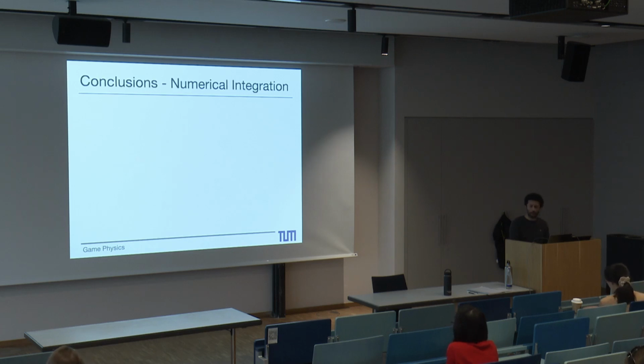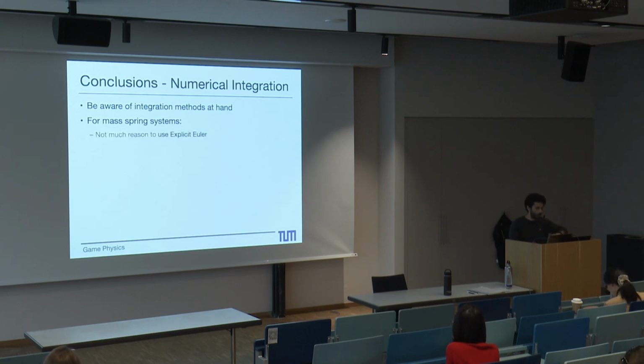So from the numerical integration side, remember that we have different methods. They can be explicit, implicit, and so on, but you need to have an idea at least of what the limitations and possibilities of the different methods are. For mass spring systems, in general, there is not much use for explicit Euler because of all the drawbacks that we have seen, except the fact that it's easy to code, but that's about it.